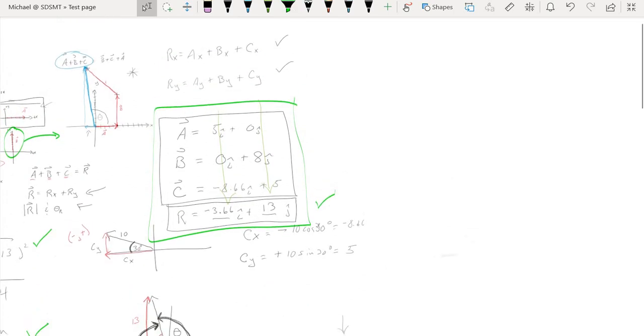But now we have to consider vector subtraction. How are we going to subtract a vector? Let's go ahead and keep the three original vectors that we were using. We had vector A, vector B, and vector C.